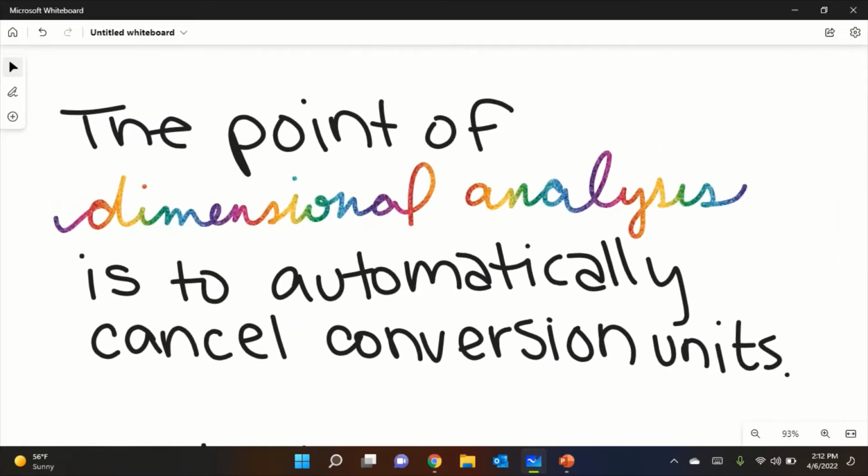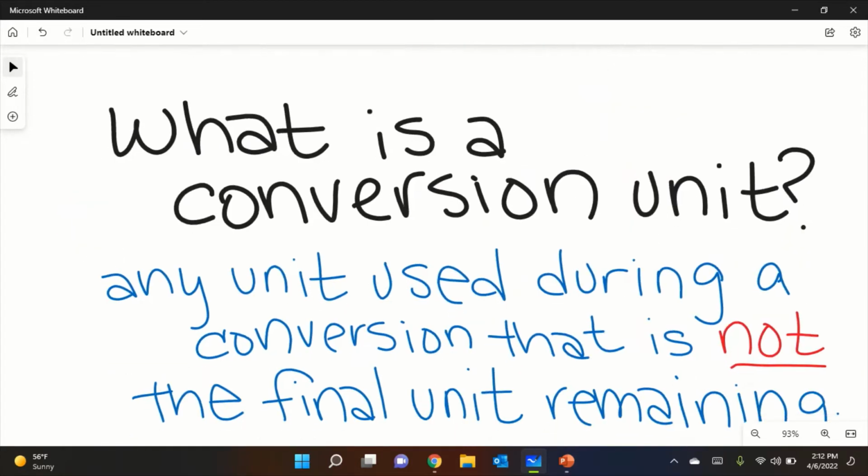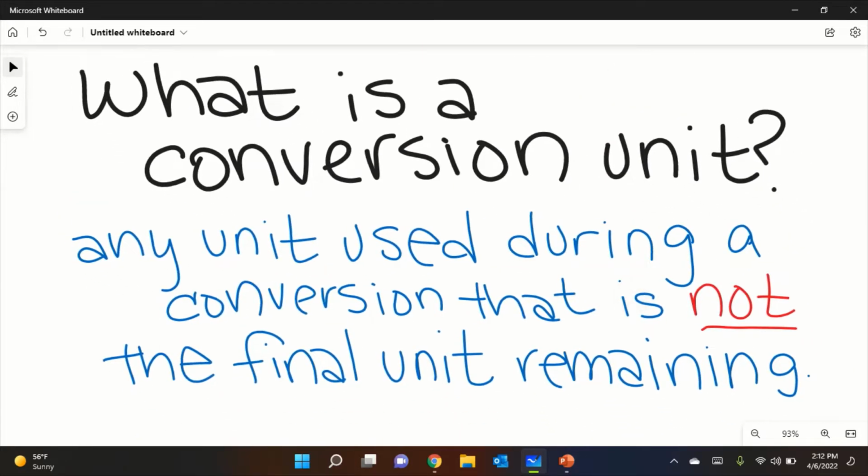So the point of dimensional analysis is to automatically cancel conversion units. Well, that of course begs the question, what even is a conversion unit? It's any unit that is used during a conversion problem that is not the final unit remaining.